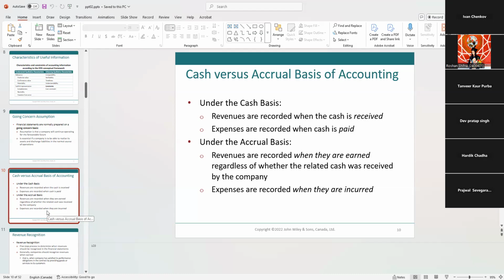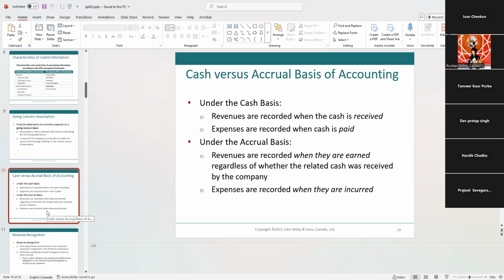Same thing with the expenses. You're using your cell phone, but you're not paying until next month. The fact that you're using the cell phone is a fact. So we're going to record the expense based on the fact that you're using the cell phone, not on when you pay the cell phone bill. Make sense? And that's the difference between accrual basis and cash basis.